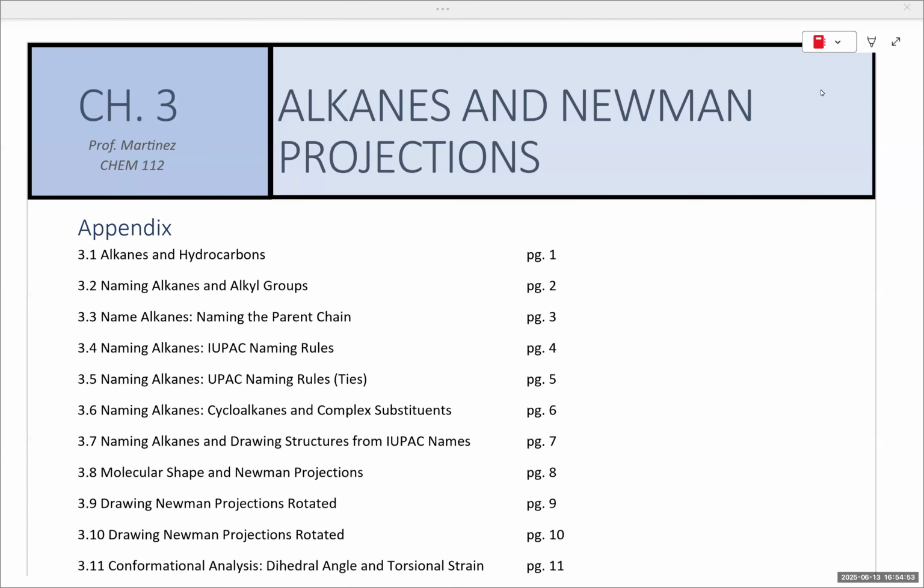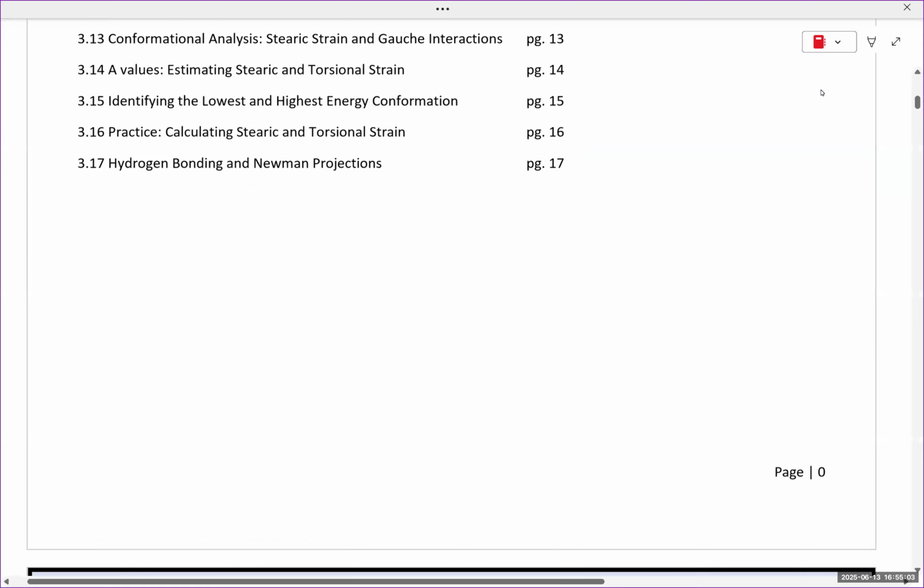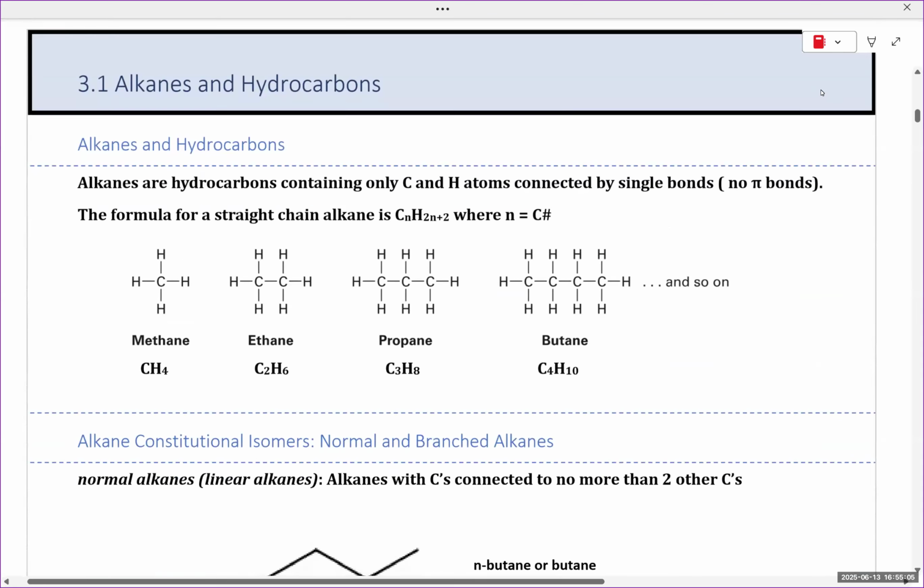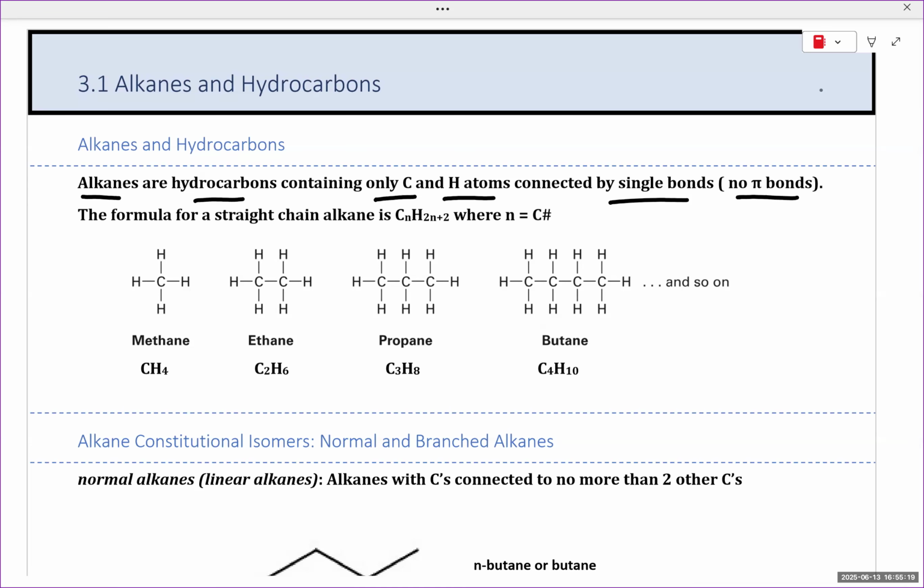Continuing on with the organic chemistry lecture series, we're continuing on with chapter 3, which focuses on alkanes and Newman projections. So first and foremost, let's provide an introduction to alkanes and hydrocarbons. So alkanes are hydrocarbons containing only carbon and hydrogen atoms connected by single bonds. Alkanes do not contain pi bonds.